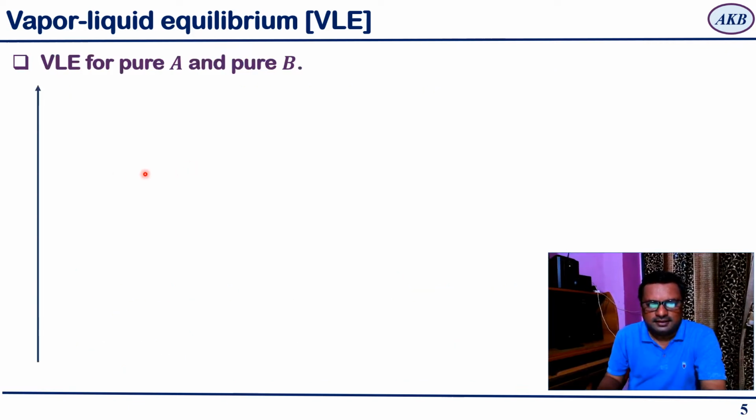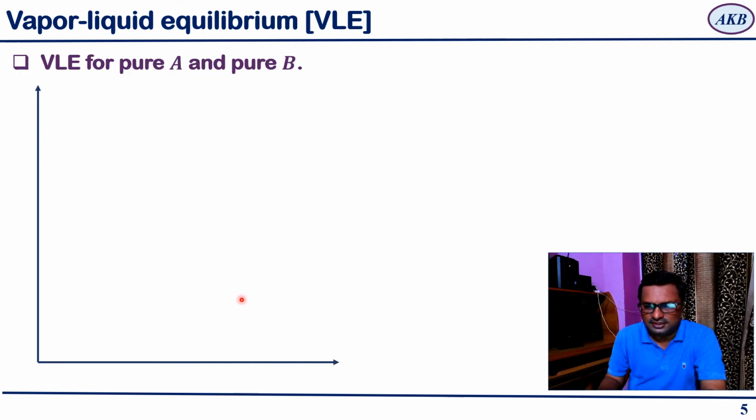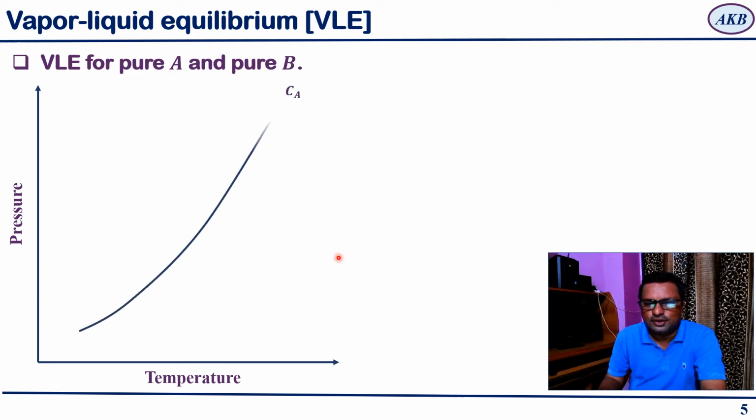Now, again, I'm showing the same curve. You have pressure plotted on the y-axis, temperature plotted on the x-axis, and you have the curve that extends from the critical point of A to the triple point of A.